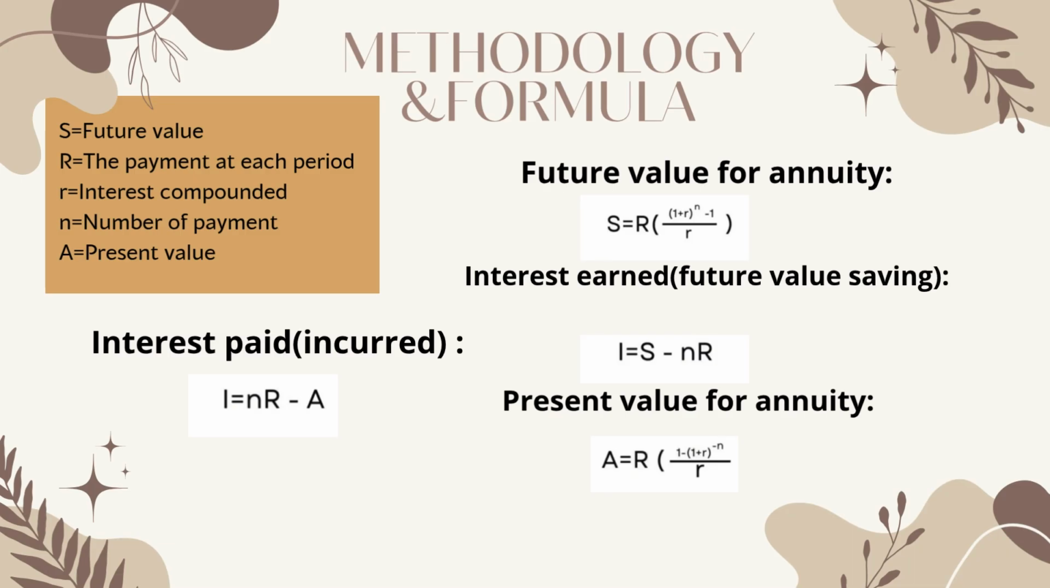So S is future value, R is the payment at each period, R is the interest compounded, N is the number of payments, and A is present value. Interest paid, I equals NR minus A.